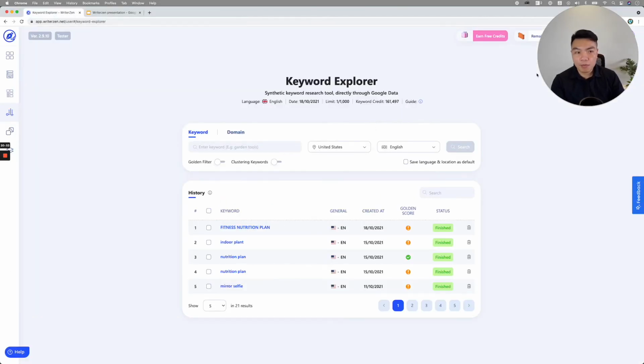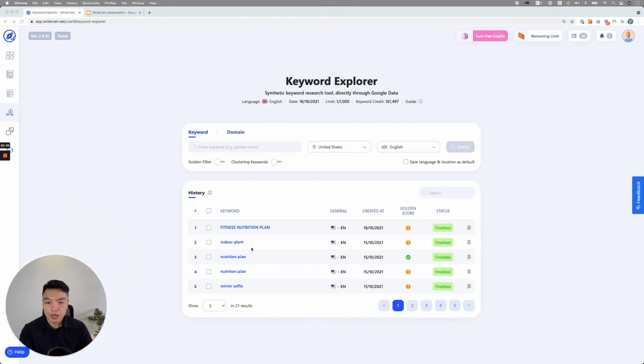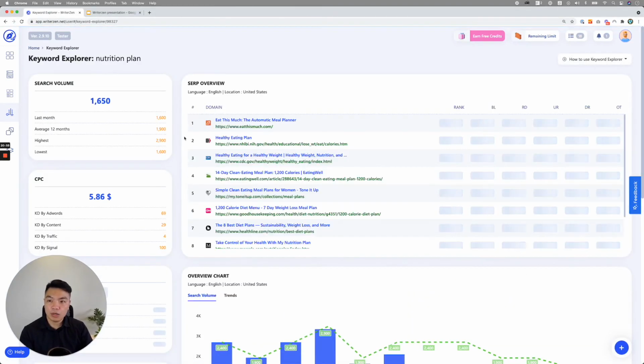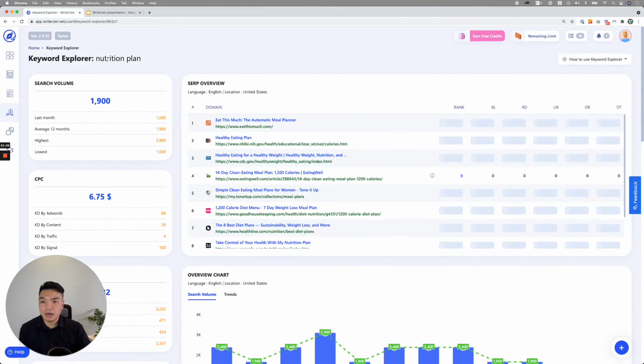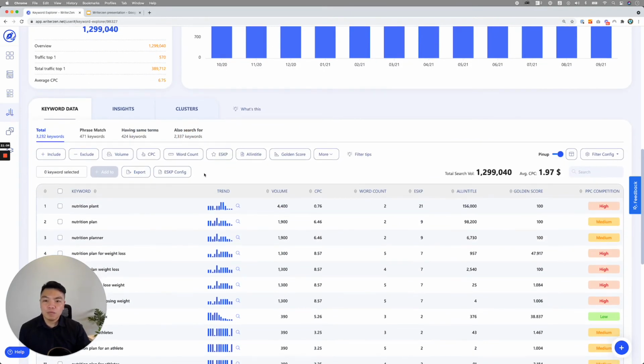All right, going back here for Golden Filter, I'm going to go into our example here, that is nutrition plan, right? So the way we build Golden Filter, essentially it is a two-dimension thing, right? We build them based on the search volume of that keyword and also the Allintitle data of that keyword, right? And when we build them out, there are three purposes we keep in mind.